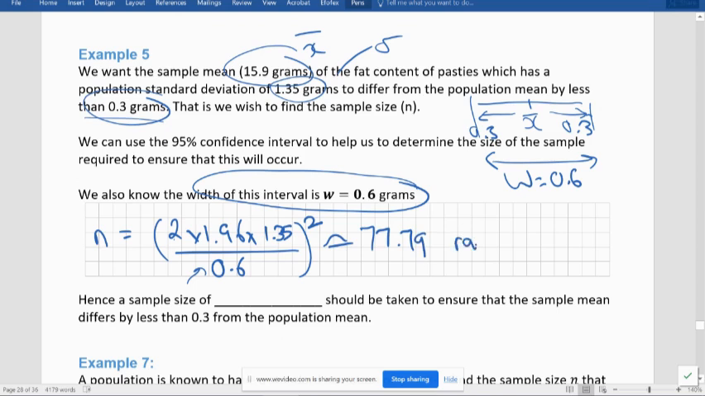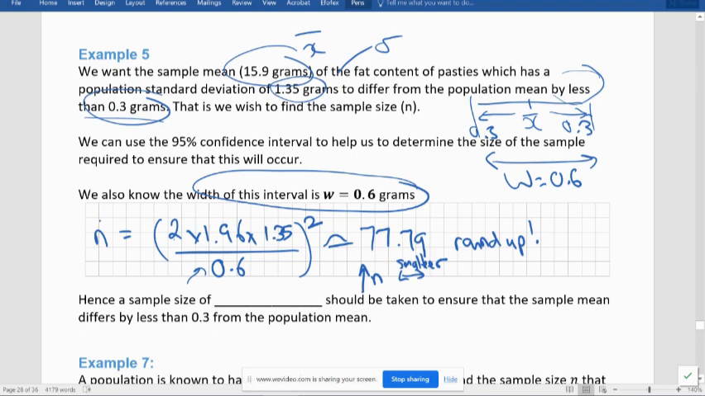But there was something around before. You need to round up. Most of you will probably do that. I'll explain why. Remember n: if you increase n, what happens to your width? It gets smaller. And it's really important to understand that when you do this question, it says from the population mean by less than 0.3 grams.